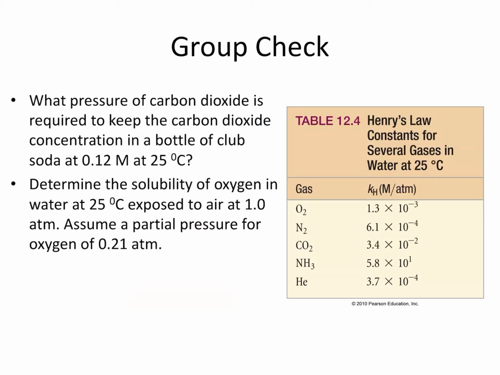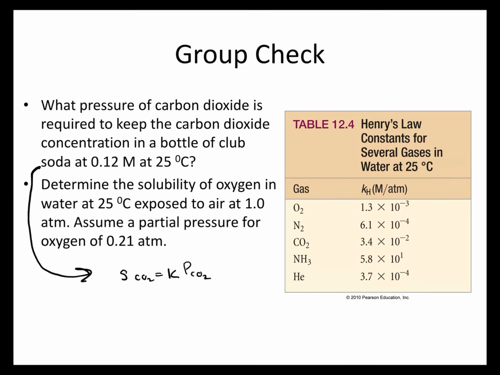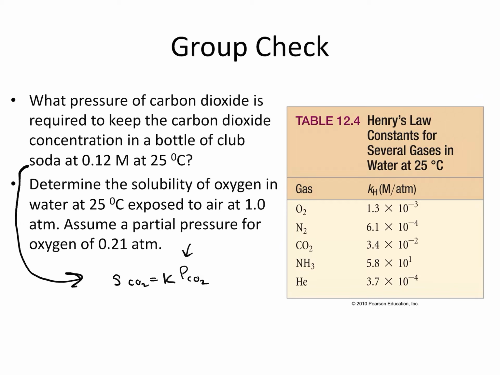So let's look at these two questions. What pressure of carbon dioxide is required to keep the carbon dioxide concentration in a bottle of club soda at 0.12 molar and 25 degrees Celsius? So if we're looking at pressure and our solubility, we look at Henry's law. So we have the solubility, club soda has carbon dioxide in it, is equal to the Henry's law constant times the partial pressure of carbon dioxide. You are looking for the pressure. So the pressure of carbon dioxide is equal to the solubility divided by your Henry's law constant.